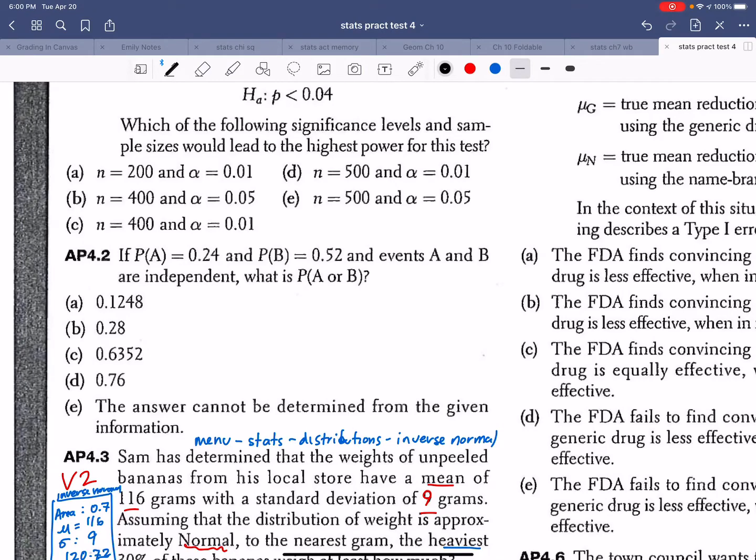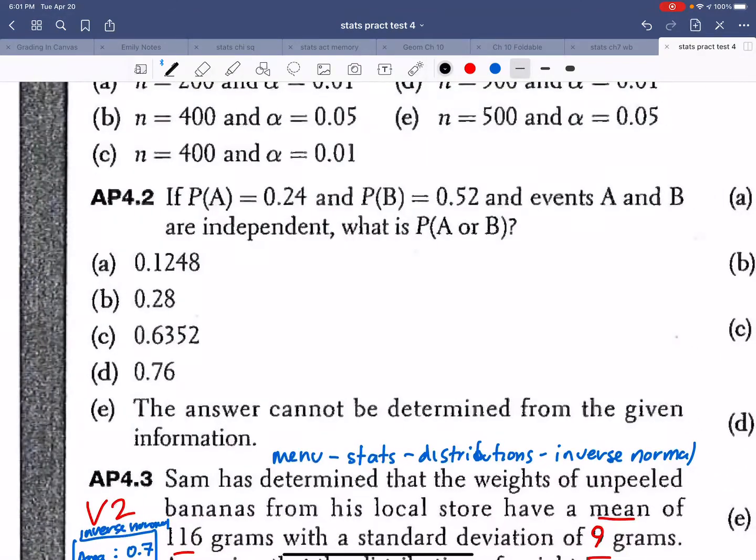Hey guys, we're going to do probability. Now this is a big section, so let's dive in. So the first question on probability is question number 2.